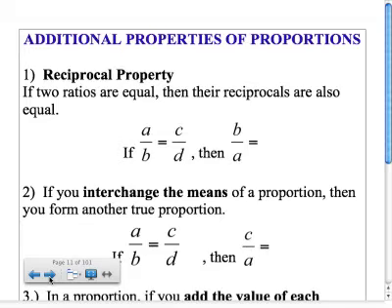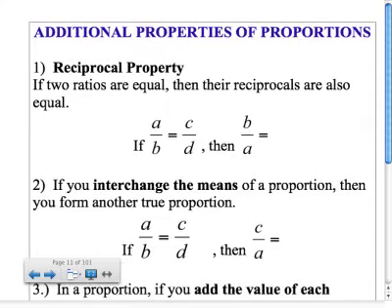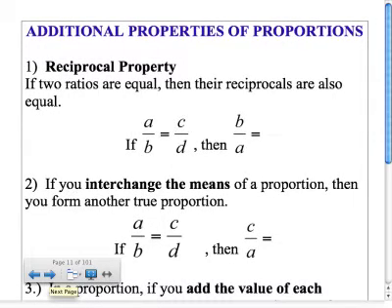So if we know that A over B is equal to C over D, then we can just take the reciprocal of both sides, and those two would have to be equal to each other. So it'd be B over A equals D over C. Just take the reciprocal of both sides.